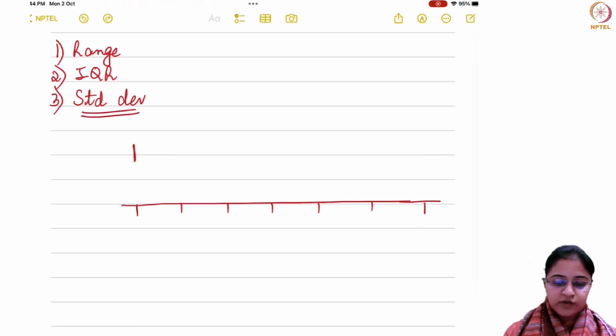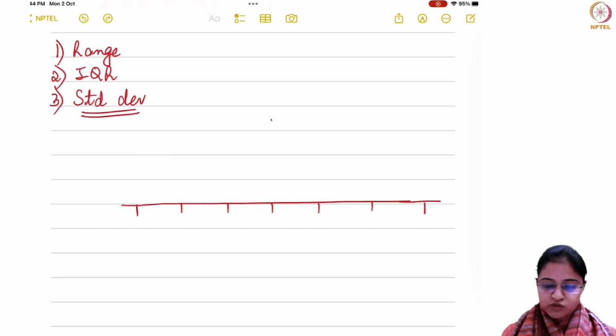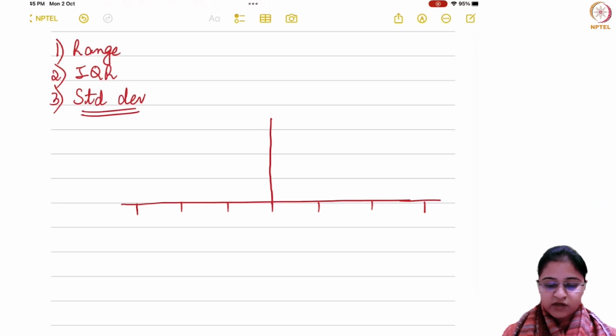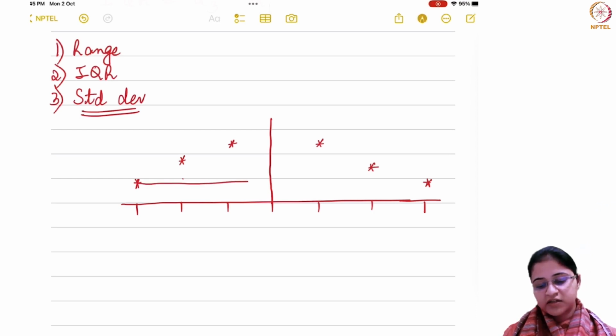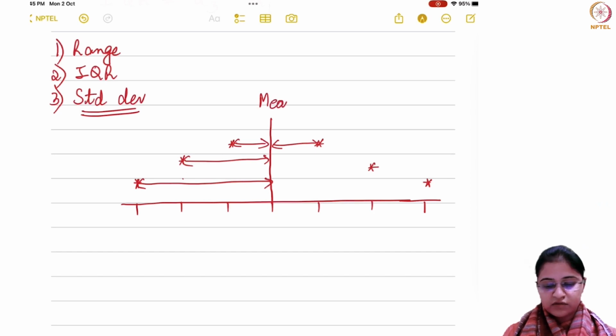Now, what was IQR doing? IQR was considering that, okay, somewhere here, and it is this side, so Q1 and Q3. So it was looking at the difference between Q1 and Q3. However, it would be interesting if suppose some observation is here at this point, likewise you have some observation at this, and you look at the distance of each observation from the mean this way. And this is basically your mean.